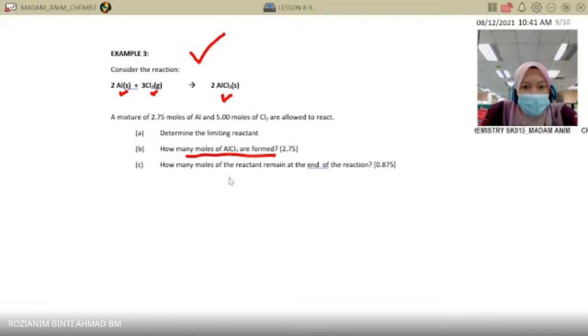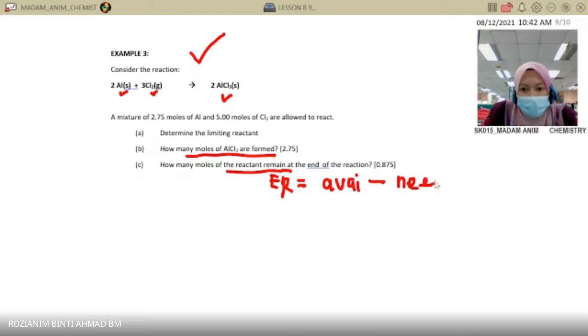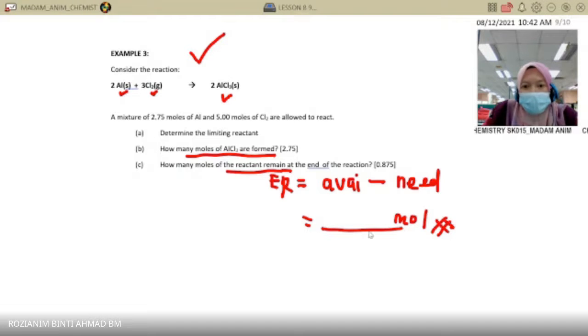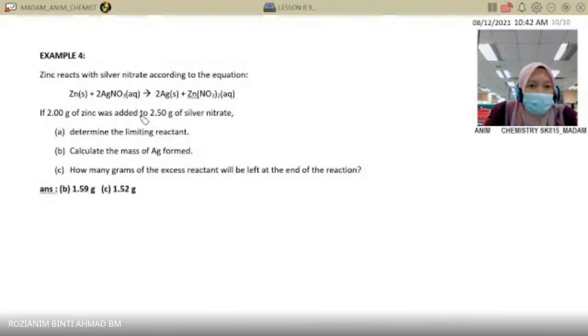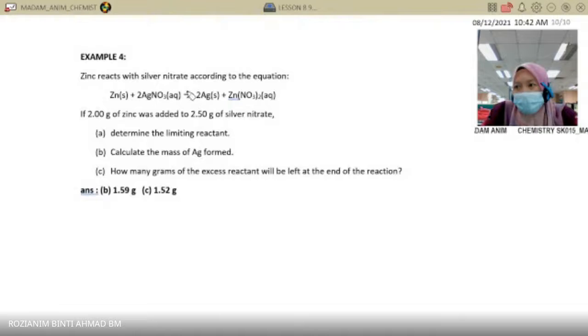Cari dulu. How many mole reactant remain? So, maksudnya dia hanya merujuk kepada excess reactant baki yang masih tinggal. So, excess reactant tersebut dia mesti available mole tolak needed. So, baru dapat nilai mole yang baki. Okay. Excess reactant remain. Okay. Example 3 and example 4 similar concept as example 3. Cari dulu limiting reactant, cari mass product, cari the reactant remain at the end of the reaction. Get it? Okay. So, ada 3 soalan.